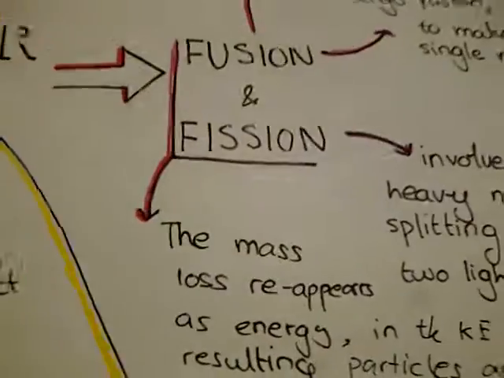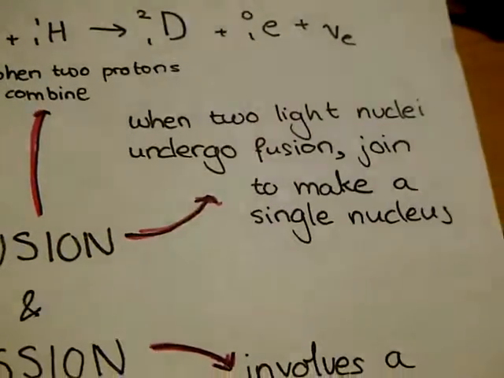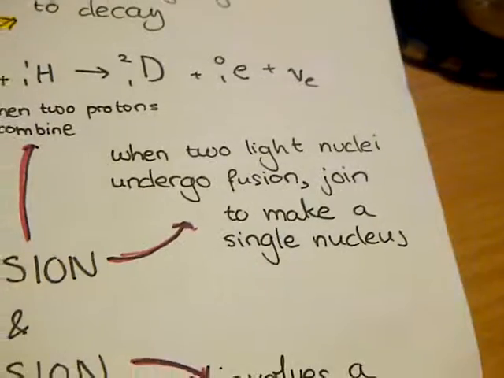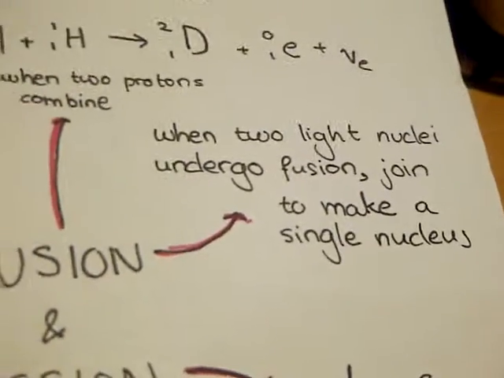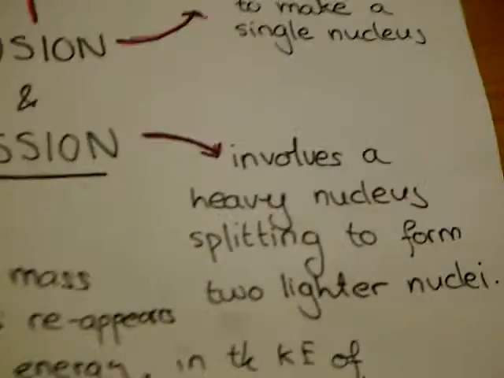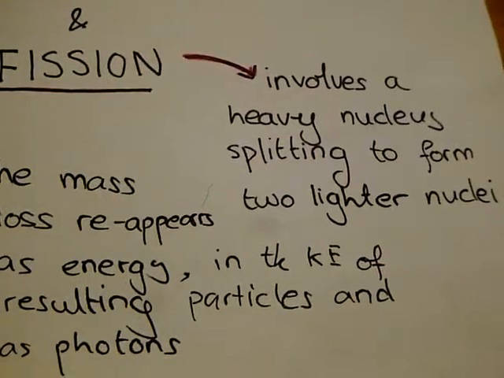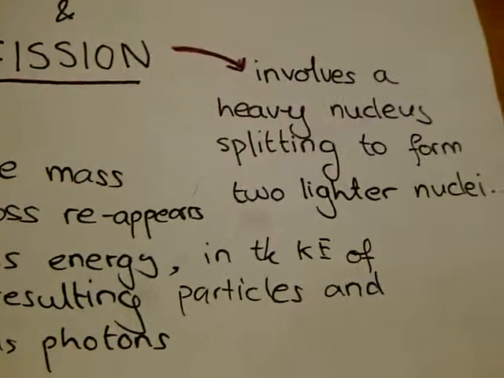What is fusion? Fusion is when two light nuclei join to make a single nucleus, whereas fission involves a heavy nucleus splitting to form two lighter nuclei.